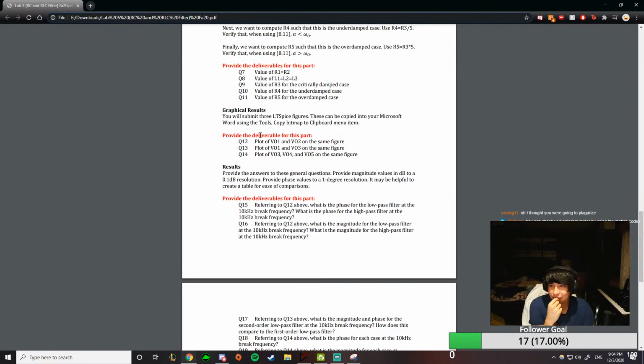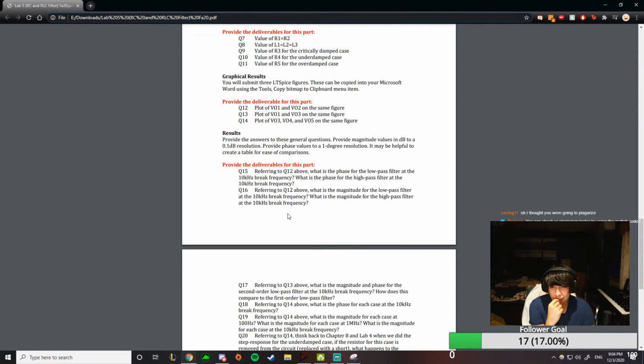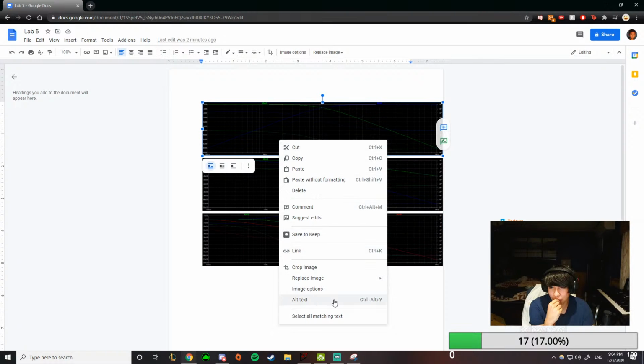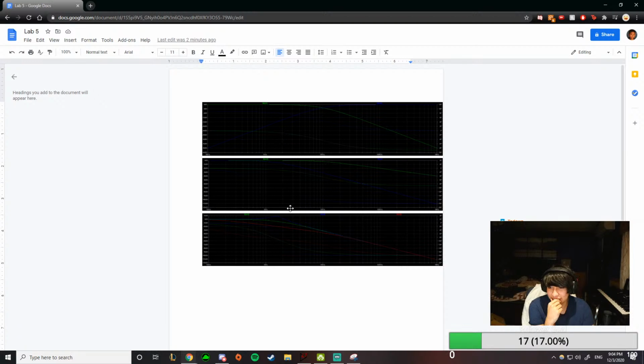Referring to question 12 above. Okay, question 12. What is the phase for the low pass filter at 10 kHz frequency? What is the phase for the high pass filter at 10 kHz? So did I just look at the graph? Can I open image? I can't open image. That's so crazy.